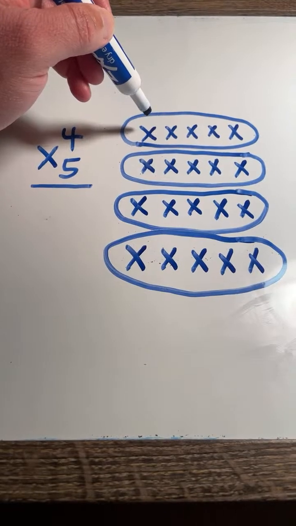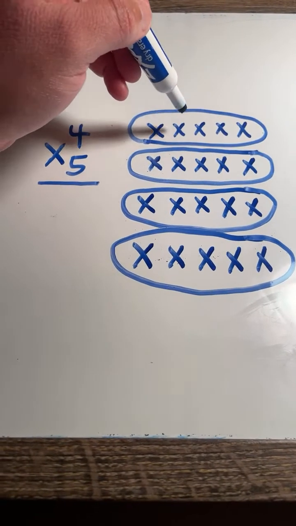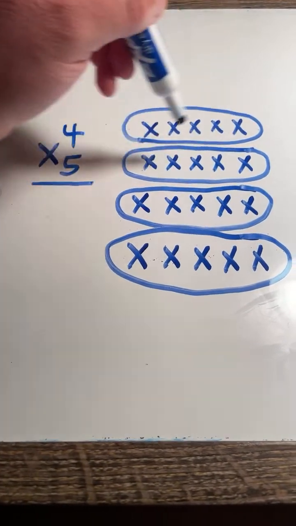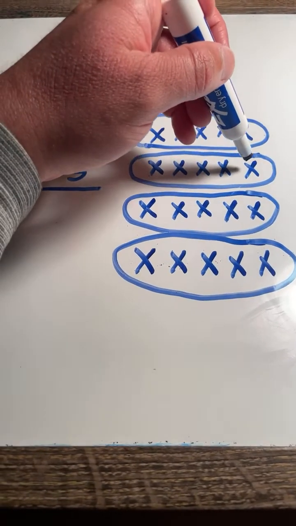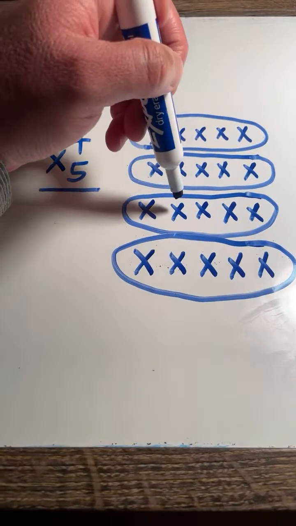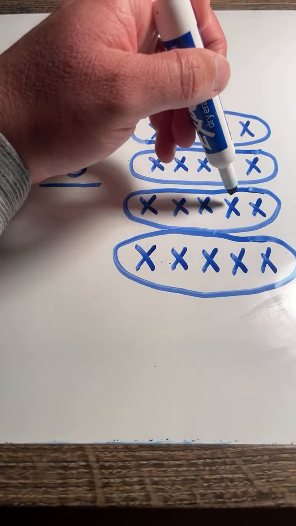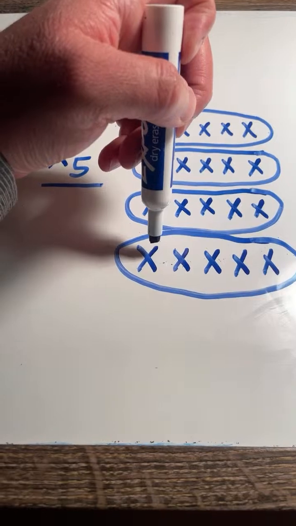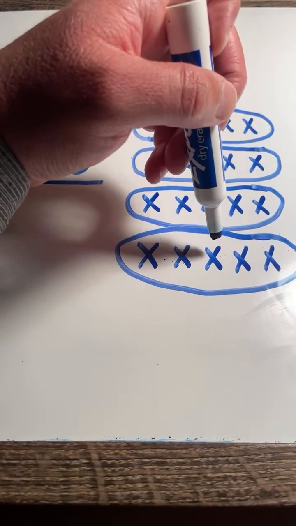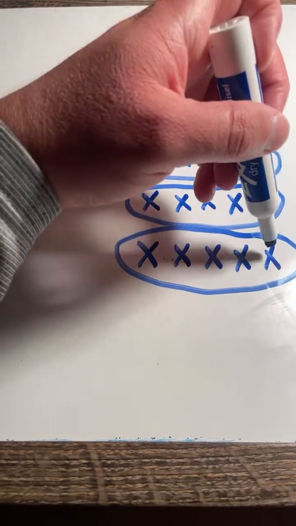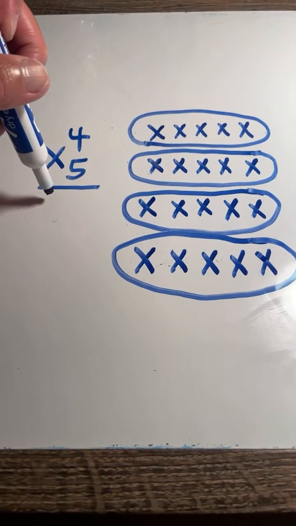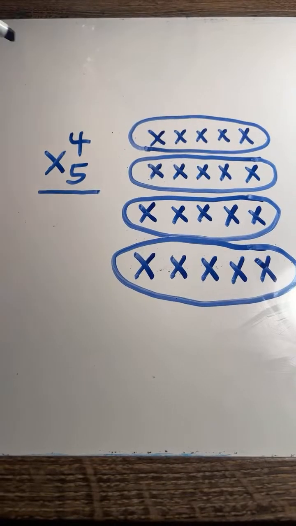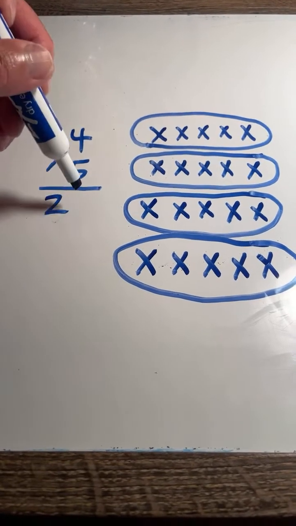So here we go. 1, 2, 3, 4, 5, 6, 7, 8, 9, 10, 11, 12, 13, 14, 15, 16, 17, 18, 19, 20. The person in the chat was correct. Shout out to him or her. 4 times 5 equals 20.